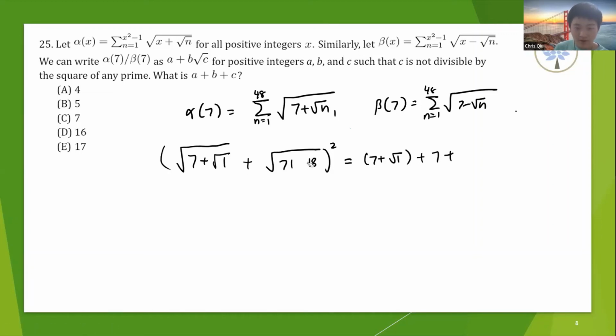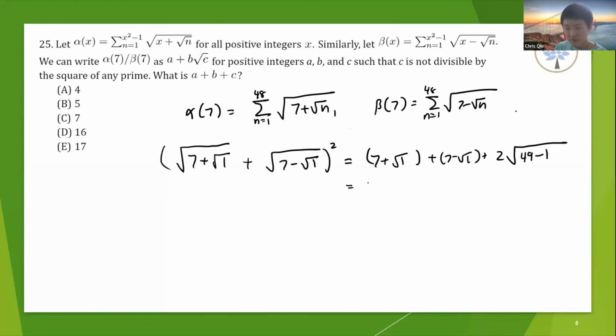Oh, my bad. We're not doing this. We're doing 7 minus root 1 squared. We're pairing up a term in here with a term in here, rather than two terms in here. So if we expand this, we're going to get 7 plus root 1 plus 7 minus root 1, and then plus 2 times the product of these two, which is going to be 49 minus 1. And then from here, we can find that this is equal to 14 plus 2 times the square root of 49 minus 1.